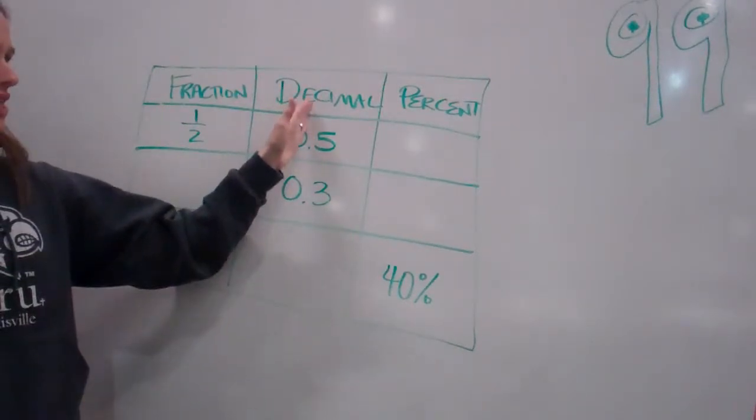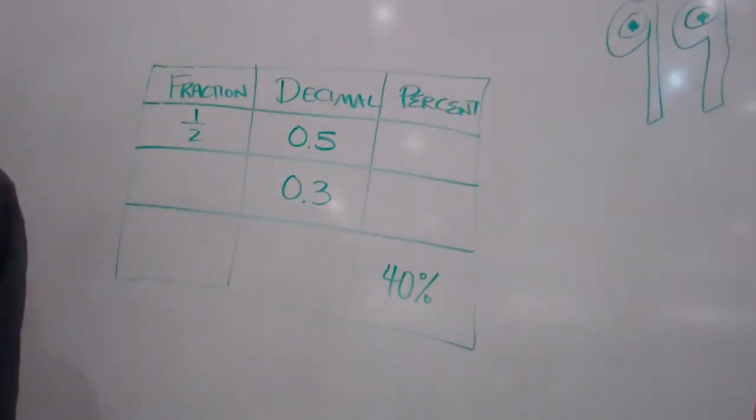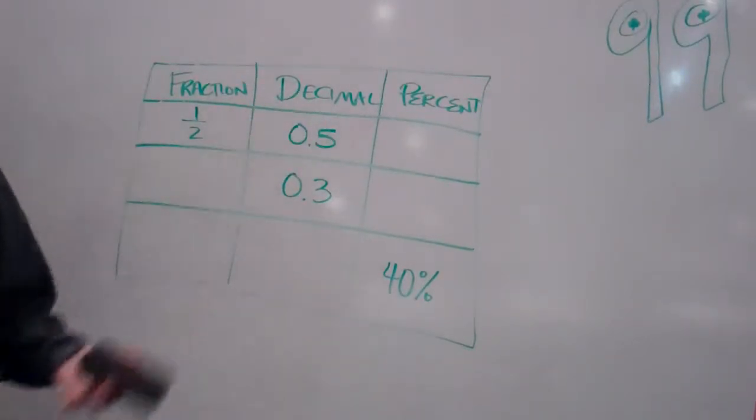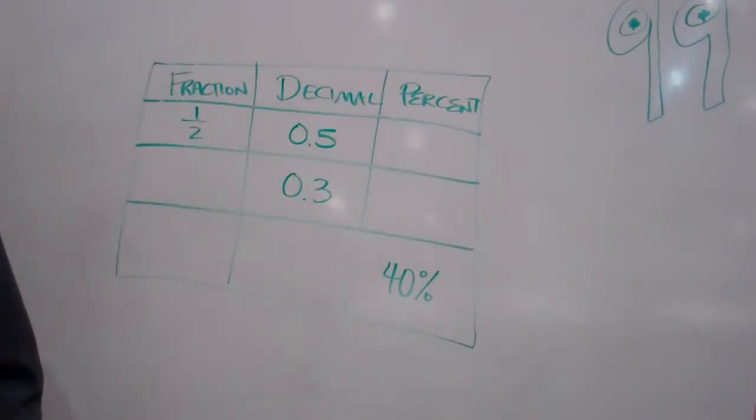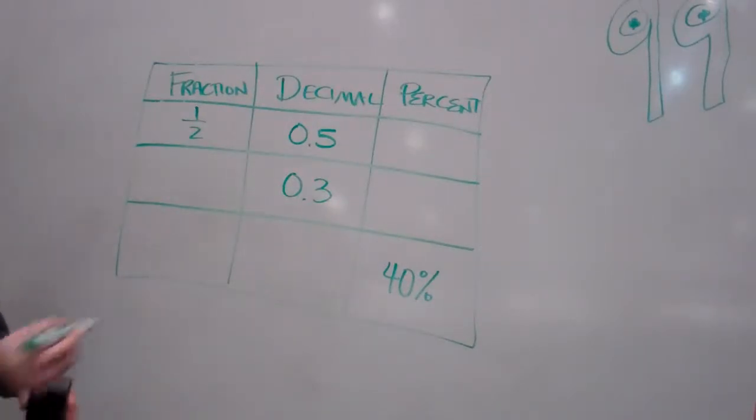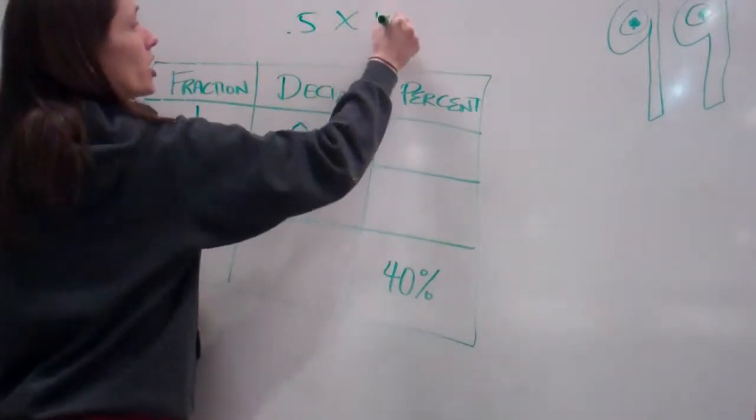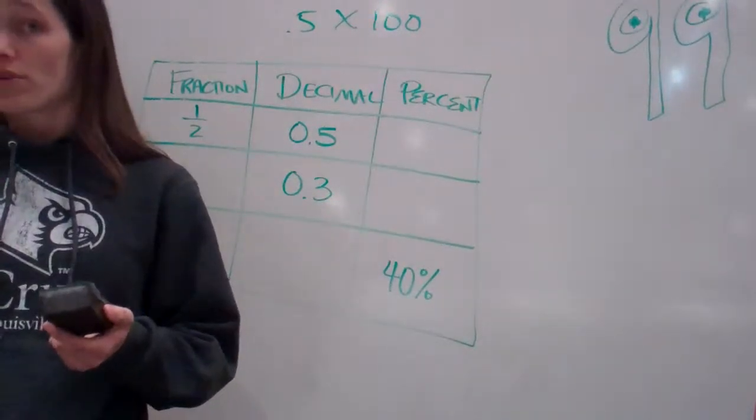How do I get a decimal to a percent? Yes? You count until you get to the hundredths place, and then you put a 0 if you need to. Okay. Basically, after you get a decimal number, you multiply it by 100 because percent means 100. So 0.5 times 100, who remembers what you do?